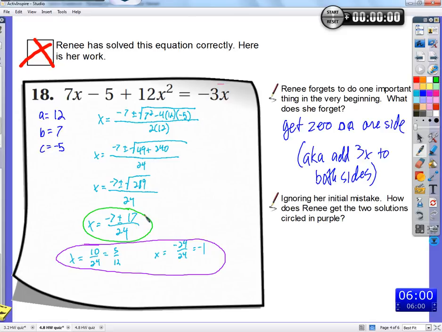Negative 7 plus 17 is going to be 10 divided by 24, which is 5 over 12 if we simplify. Negative 7 minus 17 is negative 24, divided by 24, you get negative 1. Those are the incorrect solutions, of course, but the idea still holds. You're going to do plus or minus at the end there, and just put that as our answer, plus or minus 17.